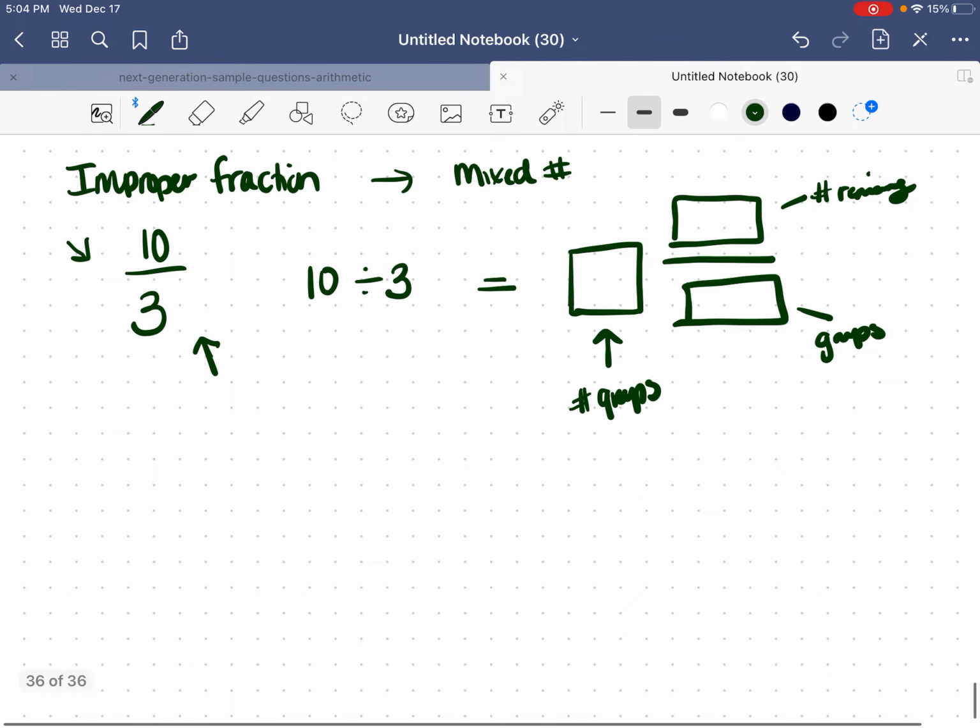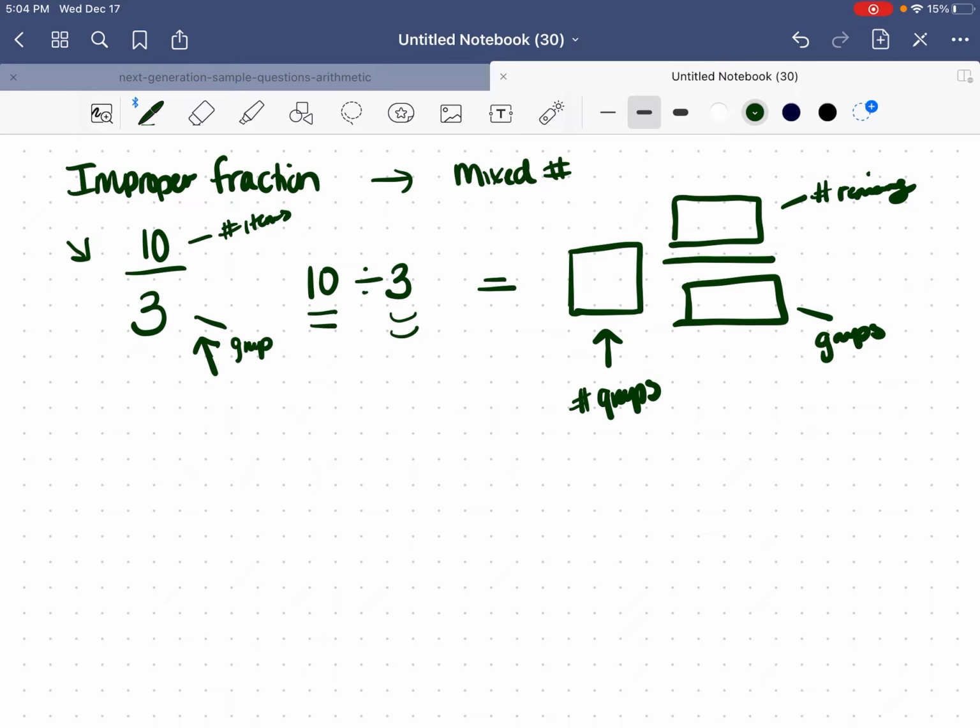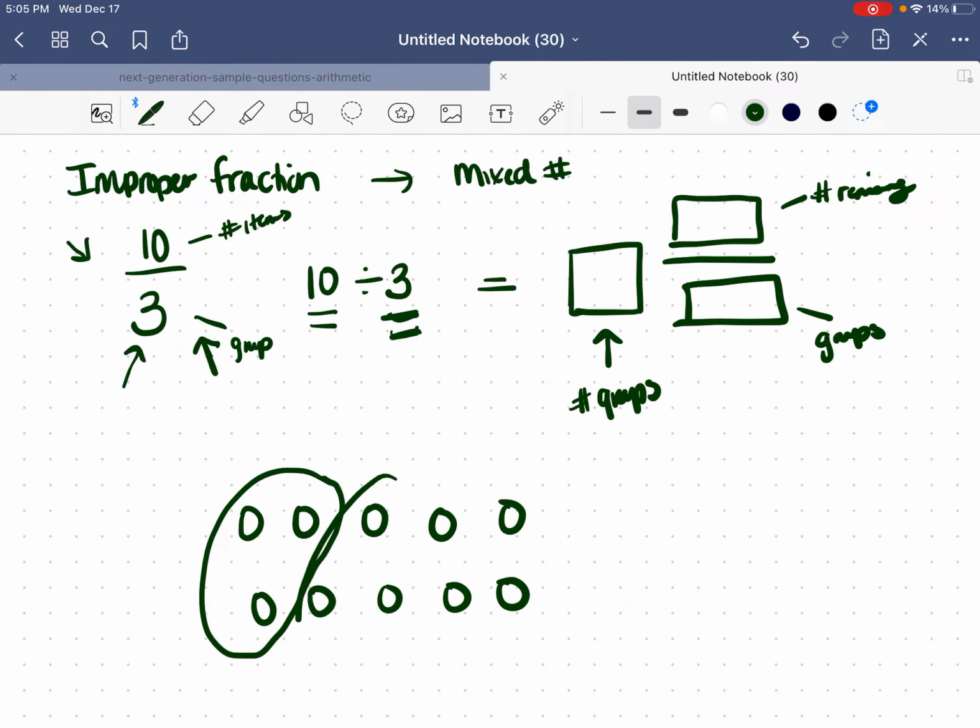Okay, so let's look at this fraction again. 10 is the number of items you have, and 3 is how many you're going to put in each group. So 10 divided by 3. How many groups of 3 can be found in the number 10? So I'm going to go ahead and draw the number of things we have, which is 10. That's 5, 6, 7, 8, 9, 10. The denominator is going to tell us how many are going to be in each group. This is the groups of 3. So we're going to try to make groups of 3. There's 1 group of 3, 2 groups of 3, 3 groups of 3.